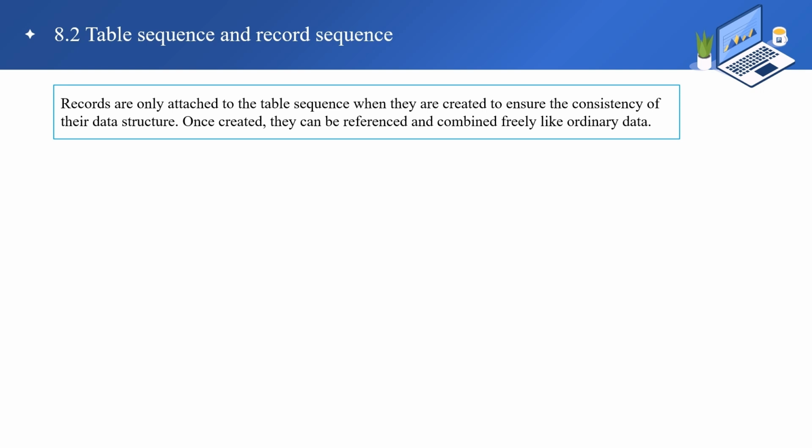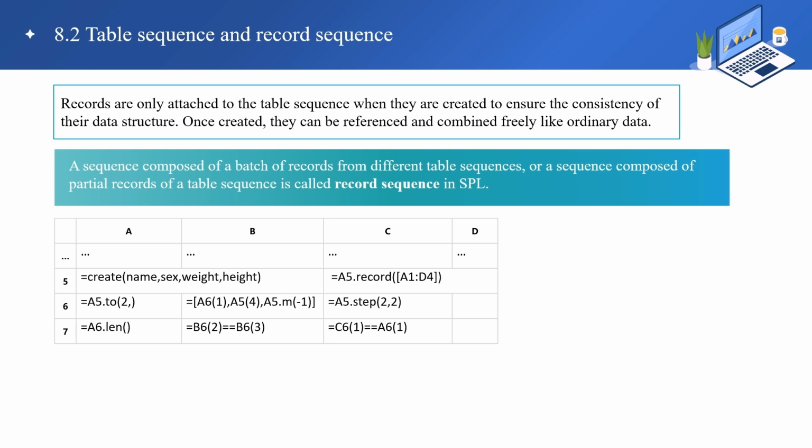Records are only attached to the table sequence when they are created, to ensure the consistency of their data structure. Once created, they can be referenced and combined freely like ordinary data. It is very common for a sequence to be composed of a batch of records from different table sequences, or of partial records of a table sequence. This sequence has a special name in SPL called record sequence. Of course, a record sequence is also an object. For the loop functions of table sequence and record sequence, we will talk about them later.